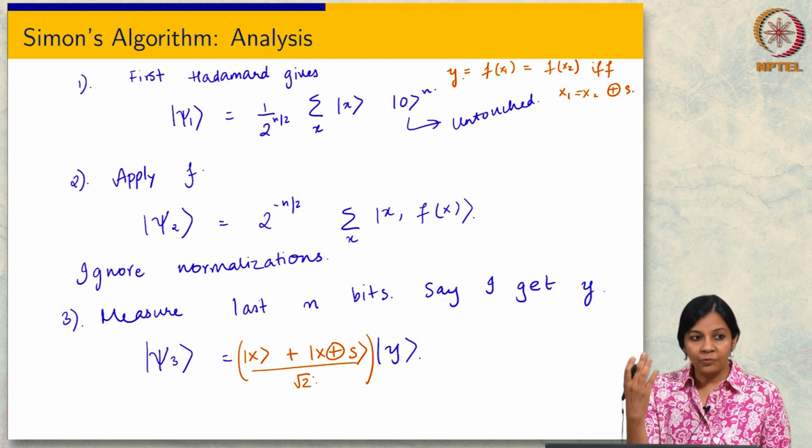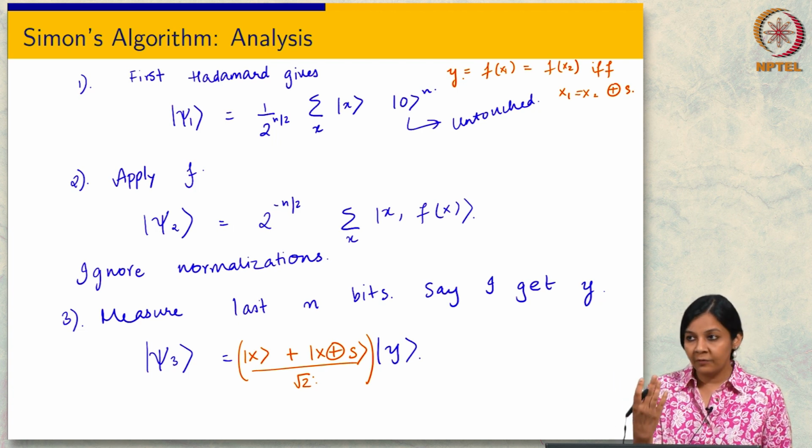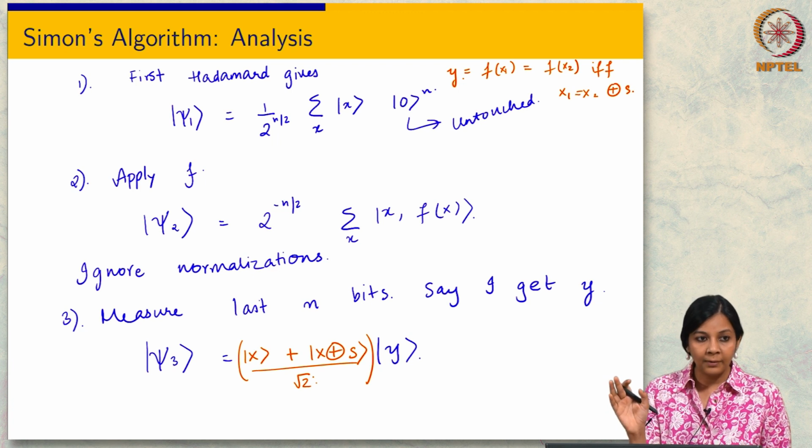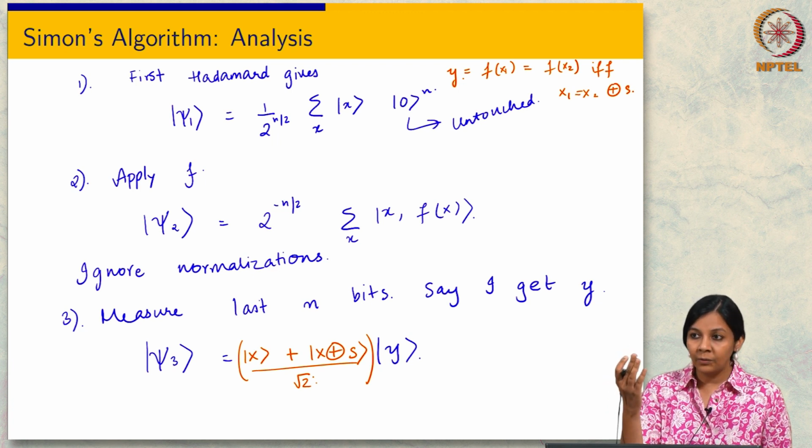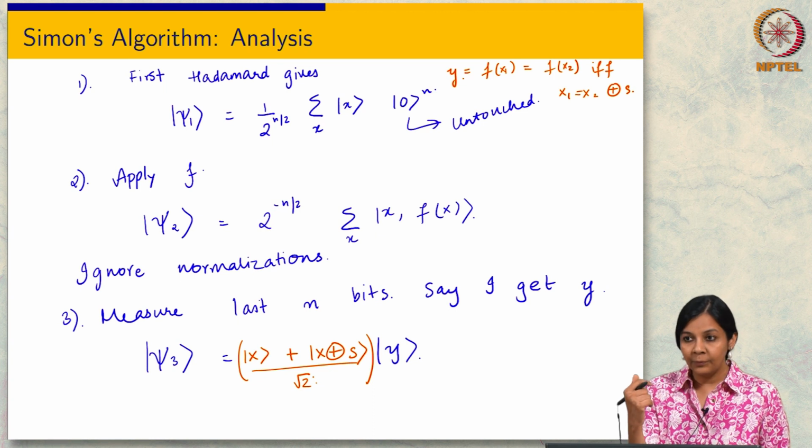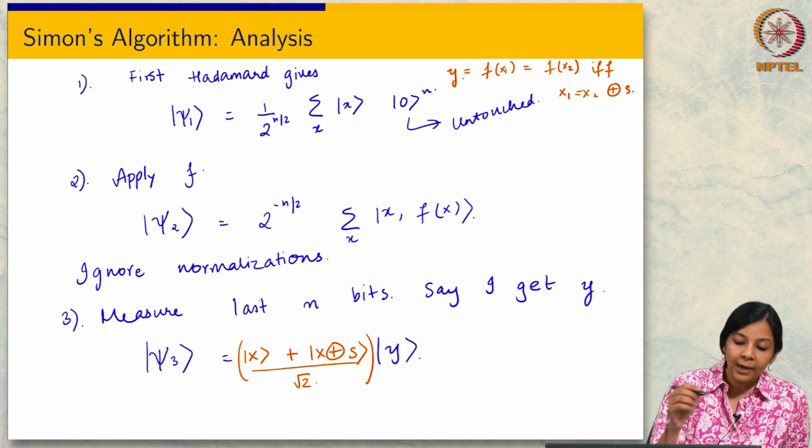This seems useful, because my goal is of course to find s. So now, any ideas what I am going to do next? The algorithm we already discussed. Having measured the last n bits, I am just going to discard them, then apply the Hadamard on the top n, and then measure again. So how should that help me?